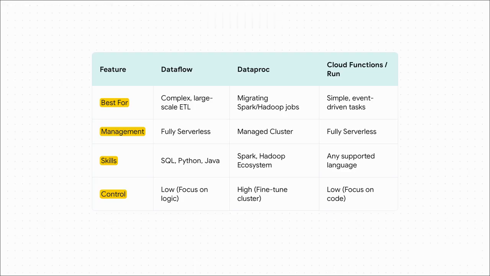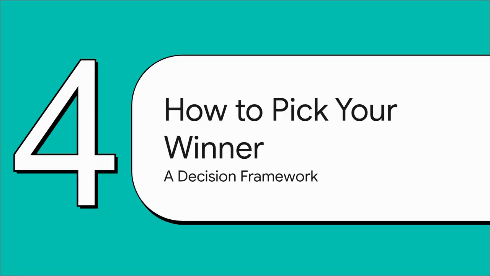But the real kicker, the key difference, is that bottom row, control. With Dataflow and Functions, you're trading that granular control for the ability to just focus on your business logic. With Dataproc, you get to keep all that control, so you can fine-tune your cluster to your heart's content. So, with all that in mind, how do you actually make the call?